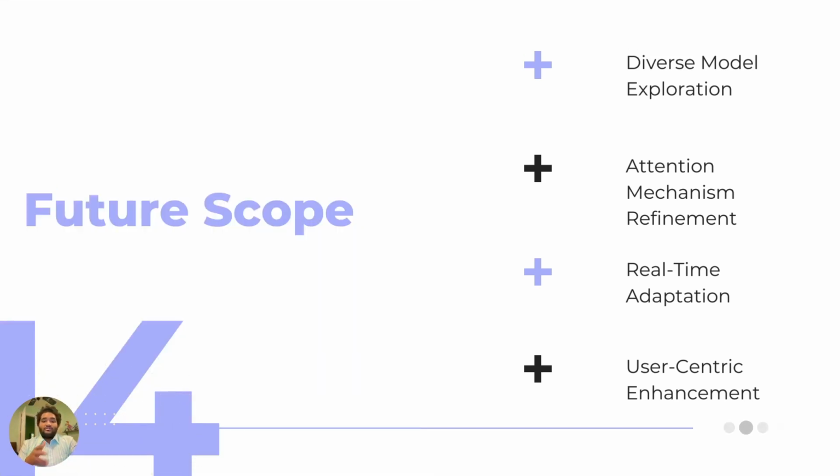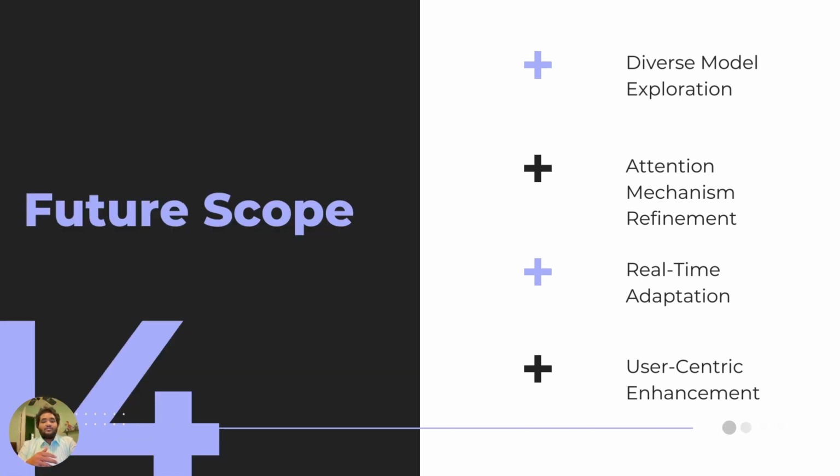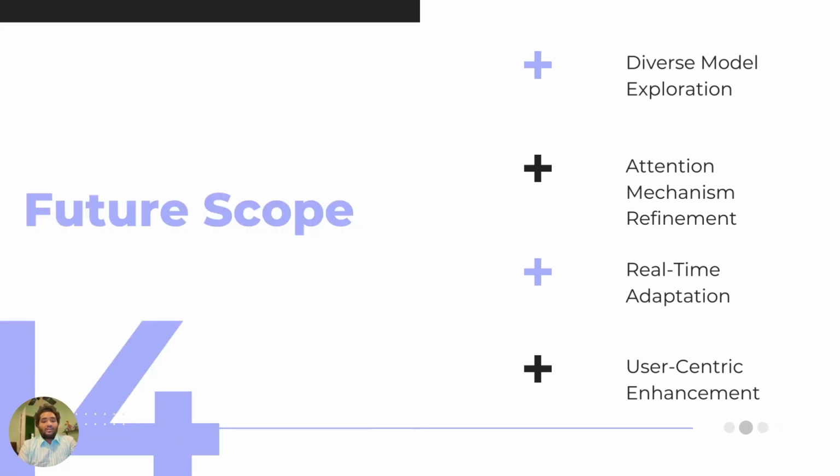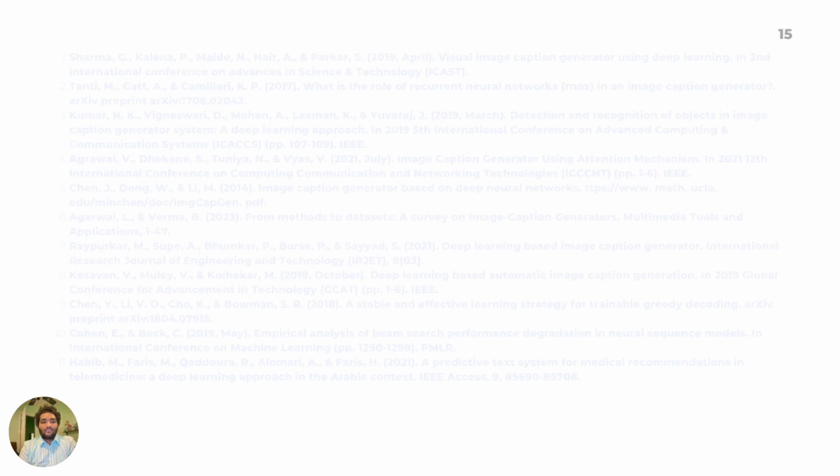And to create a responsive system, mechanisms that enable real-time adaptation based on changing environments, conditions, or user requirements should be designed, and user interactions and feedback also should be taken into consideration.